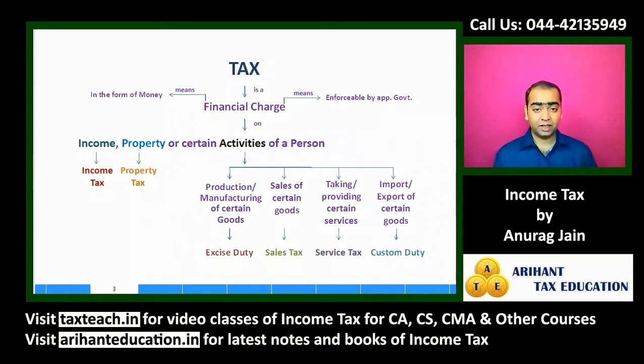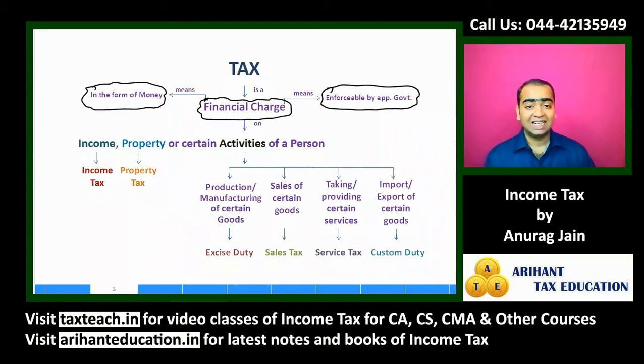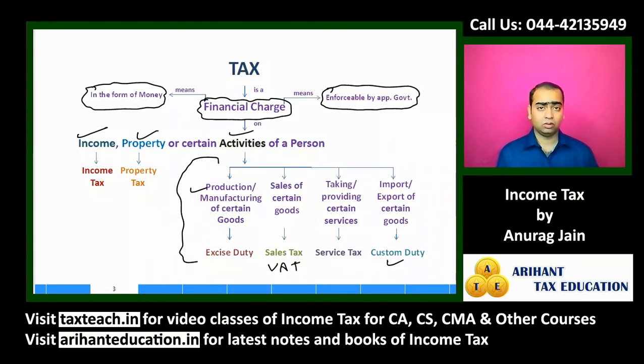Technically, tax can be defined as financial charge. Here the term financial means payable in the form of money, and charge means enforceable by appropriate government. Alright, tax can be defined as the financial charge on the income, property or certain activities of a person. Activities like production or manufacturing of certain goods on which we have to pay excise duty, sale or purchase of certain goods on which we have to pay sales tax or VAT, taking or providing certain services on which we have to pay service tax, import or export of certain goods on which we have to pay custom duty, right? This is only a small list. We have to pay tax on other activities also, right?